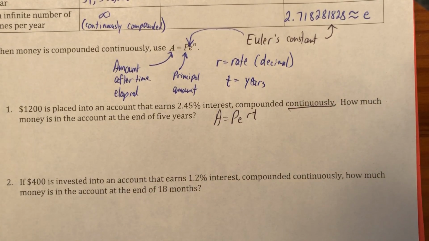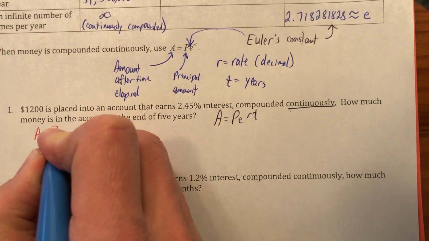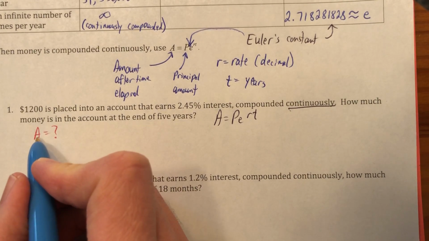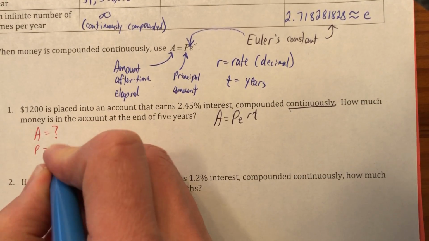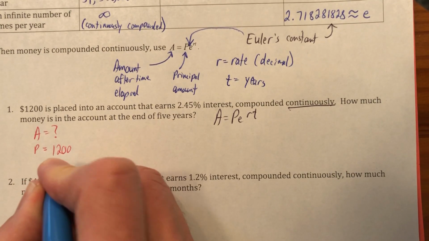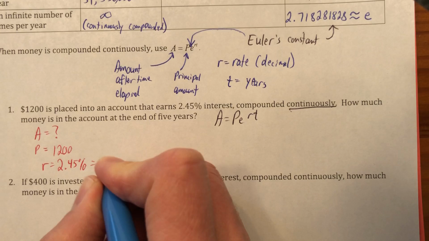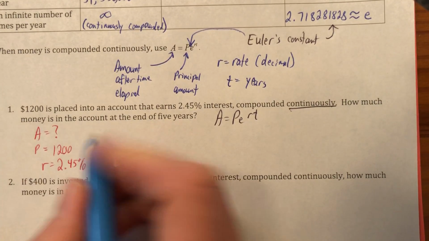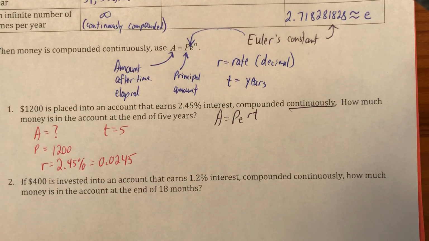I'm going to write down everything I know and find what I don't know. So my original amount is, well, 1,200. Whoops, I wrote the wrong thing. The amount I'm wanting is, well, I don't know. The original amount is 1,200. The rate is 2.45%, which is really 0.0245. And time is 5. So we're going to plug all those numbers in and figure it out.